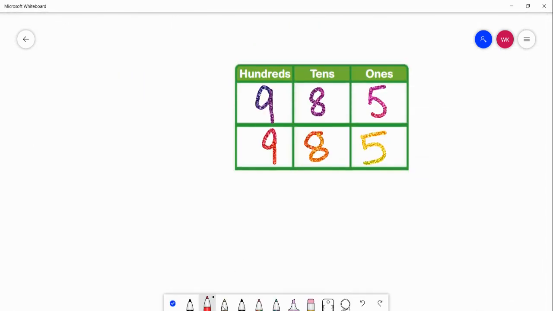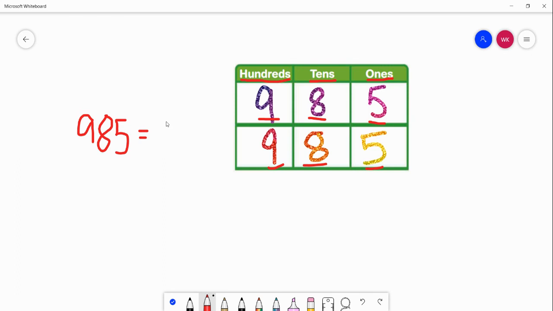All right, I have one more problem for you. We have 985 and 985. Let's look at our hundreds first, with the greatest value. We have a 9 and a 9. So 900 and 900 have the same value. We're going to go to our tens place. We have an 8 and an 8, or 80. So we know they have the same value. Let's go to the ones place. We have a 5 and a 5. Those also have the same value. So we know that 985 is equal to 985 because both of these numbers have the same value.